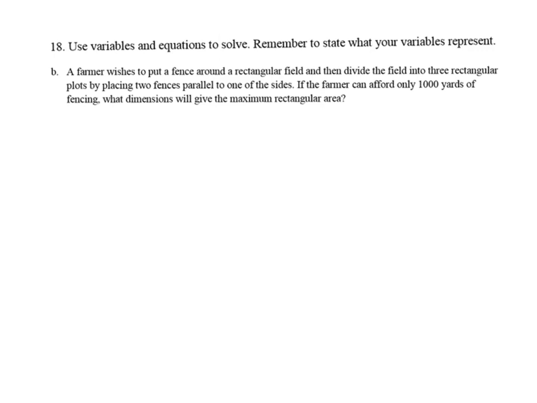So first, let's draw a diagram. Here's my rectangular field, and I have 2 fences parallel to one of the sides, and that divides it into 3 rectangular plots. So I need to establish what my variables stand for. I'll write them in the diagram. I'm going to make these 4 equal segments all x. That way I take care of 4 segments in the diagram. So x is the length.